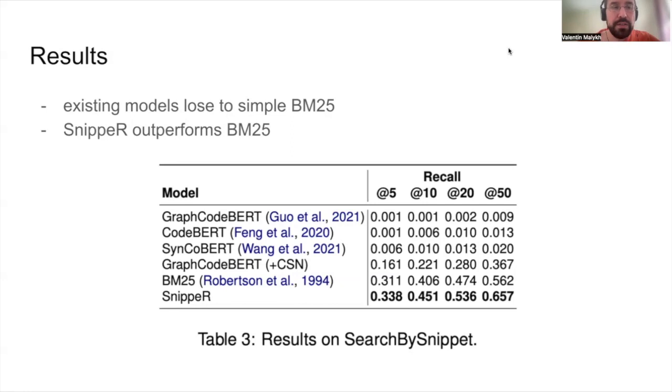SnippeR. This SnippeR model, which I described to you before, is trained with hard negative samples with self-training. It shows that it outperforms the baselines, and of course the result could be further improved if we use more self-training or better models, but it is still better than BM25.